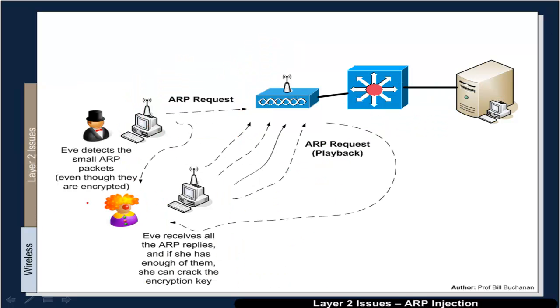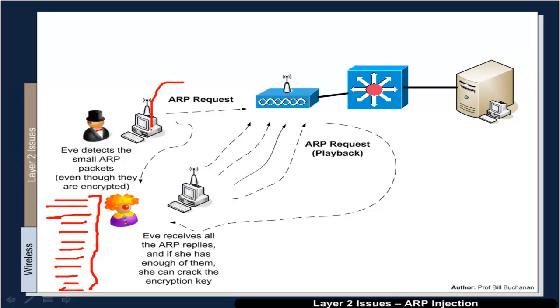A way that Eve can use to pick up lots of traffic, the more traffic she picks up, the more chance she has to crack the keys, the more data that she has, the more intense she can make her investigation of the encryption, is for Bob to send an ARP request to the access point of which there's a reply. This will be encrypted.